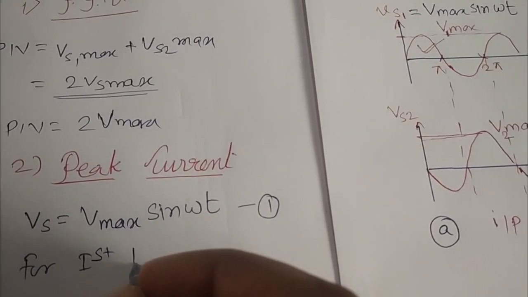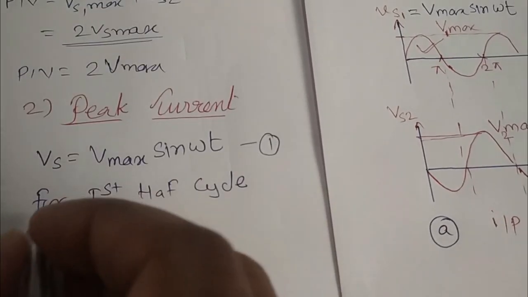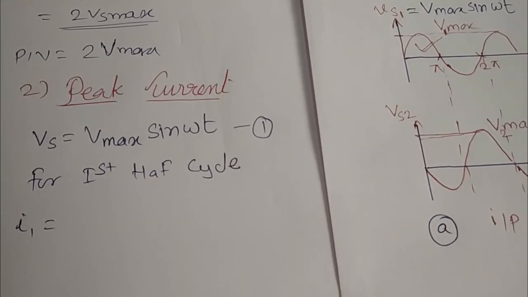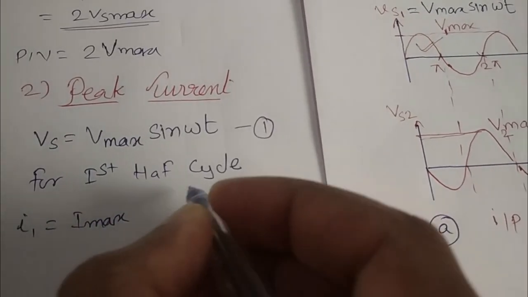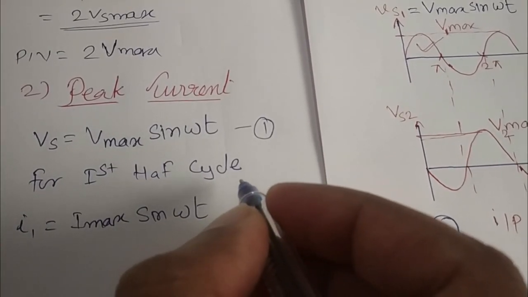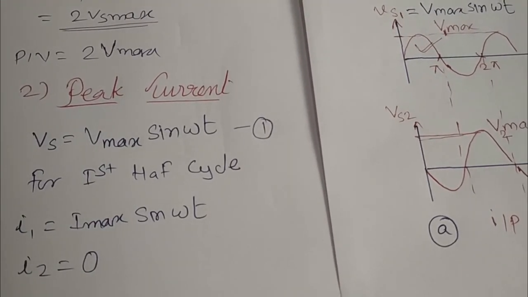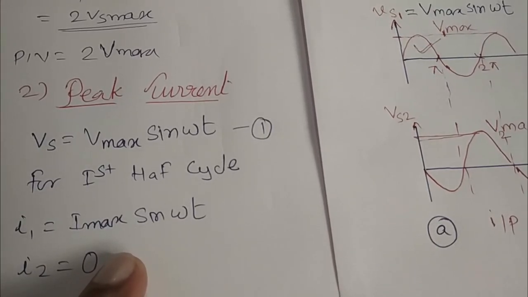So for the first half cycle, I1, that is for diode 1, diode 1 is on, so it will be equal to I max sine omega t, and I2 will be equal to 0, right? So what will be the general expression for current? I is equal to I max sine omega t.